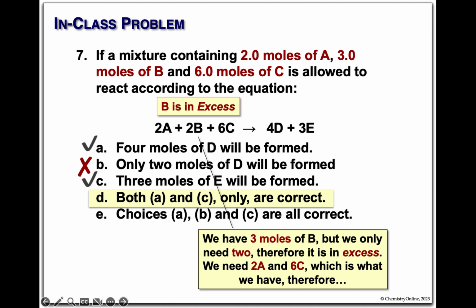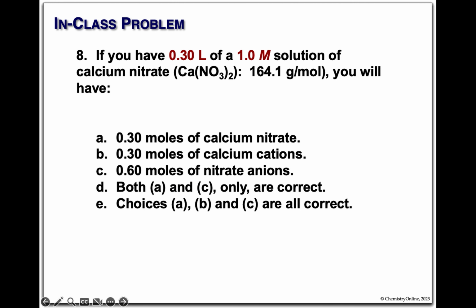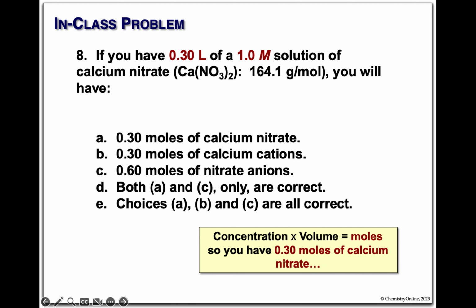All right, number 8. We have 0.3 liters of 1 molar solution of calcium nitrate. In this solution, what are we going to have? Well, we're looking at moles and stuff like that, right? We remember concentration times volume gives us moles. Concentration times volume is moles. We have 0.3 moles of calcium nitrate. This guy. So this one's correct.